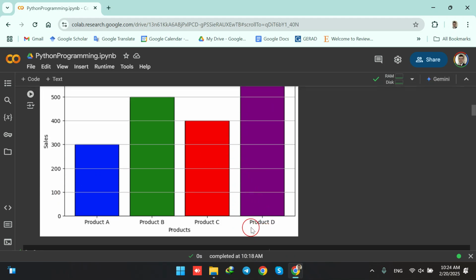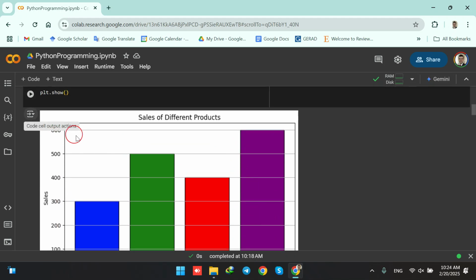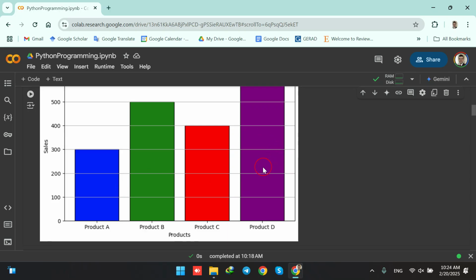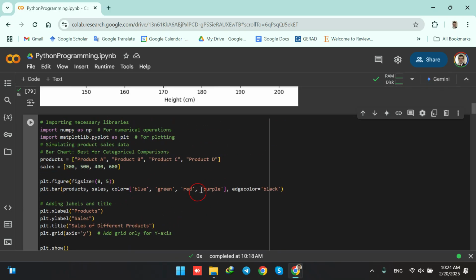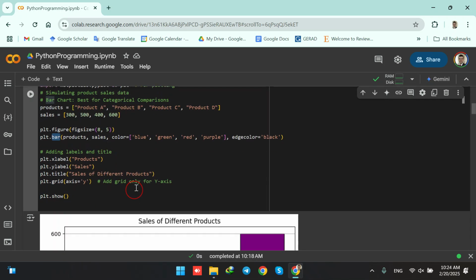And we see that product D sold 600 copies, let's say, which is larger than the other ones. So we see that it's very easy to plot this using a bar chart. And here, as always, because we are dealing with bar charts, we are having the products, we are having their sale, we are having the size of the figure, and we are using the bar function in order to plot our figure.